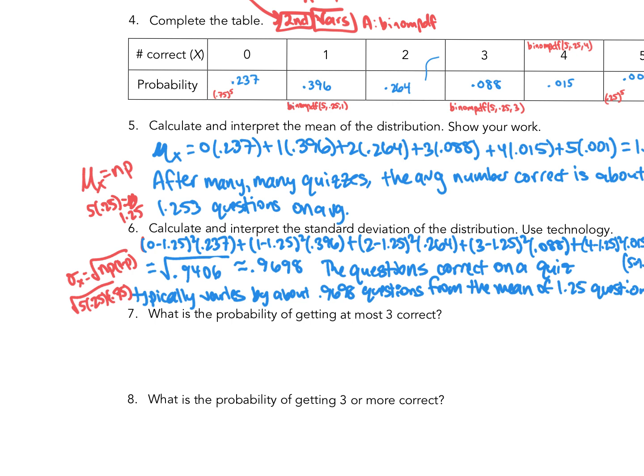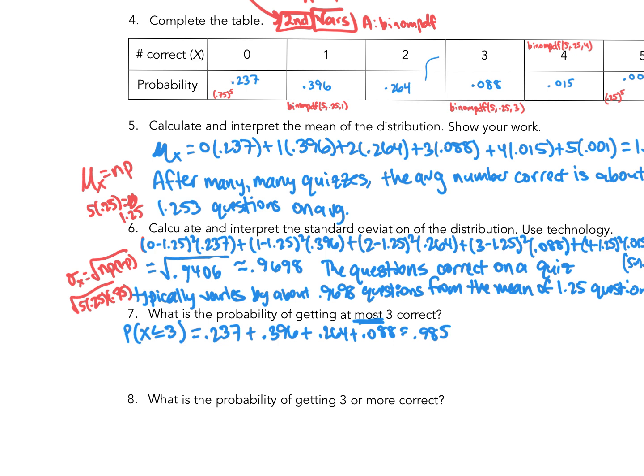Now, the probability of getting at most three correct. At most would be less than or equal to 3, so the probability of x is less than or equal to 3. Because we have our table, we can add the probability of 0 plus the probability of 1 plus the probability of 2 plus the probability of 3 and type it into our calculator. So 0.237 plus 0.396 plus 0.264 plus 0.088, and we get about 0.985.